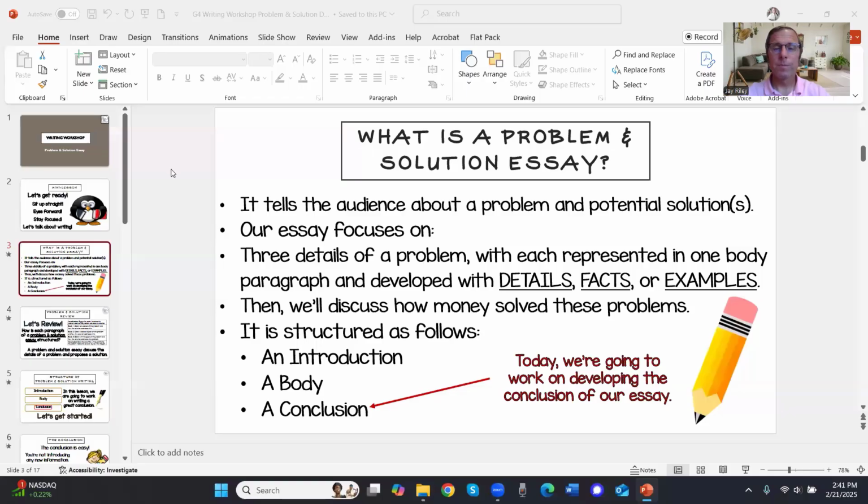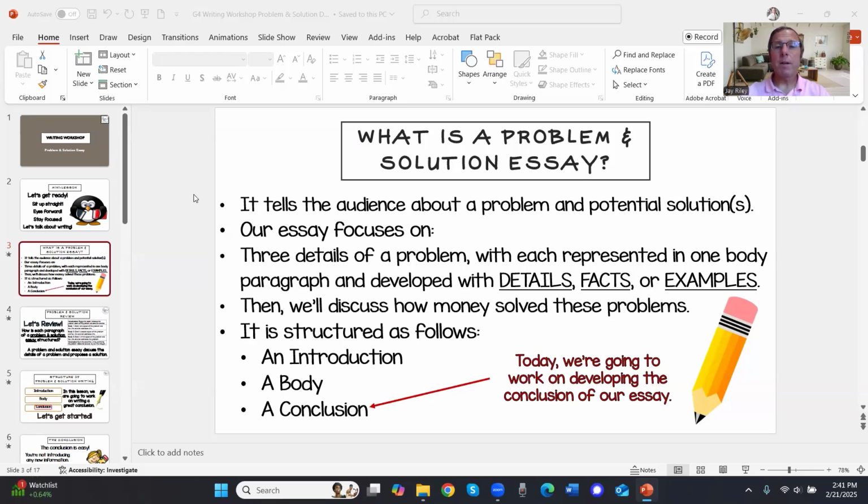So let's go ahead and talk about writing a great conclusion for our problem and solution essay. Let's review exactly what a problem and solution essay is. We said that a problem and solution essay explains what type of problem exists and proposes a potential solution to that problem. In our essay, we're talking about problems that existed with the barter system, and how money was the solution to those problems.